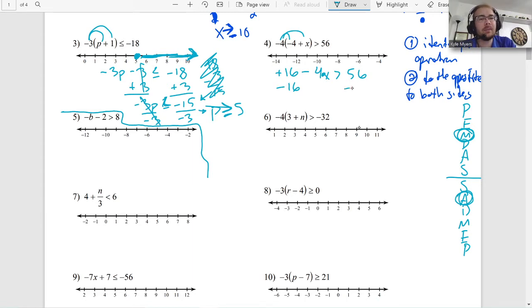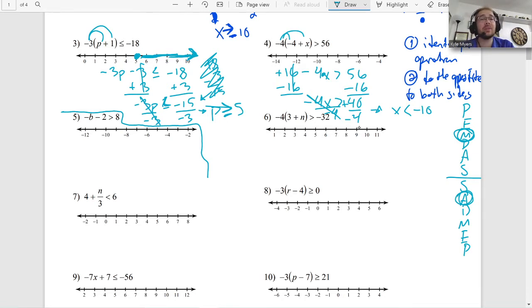I want to subtract 16 on both sides. Okay, so I'm going to do that. Negative 4x greater than, and that's going to be 40. Okay, so again, I subtracted on both sides, but I didn't flip the sign because it's only when you divide or multiply by a negative. Speaking of, I'm about to do that now. I need to divide both sides by a negative 4. So that means the sign in between needs to be flipped. And then 40 divided by 4 is 10. A positive divided by a negative is a negative. So there's my answer. X is less than.